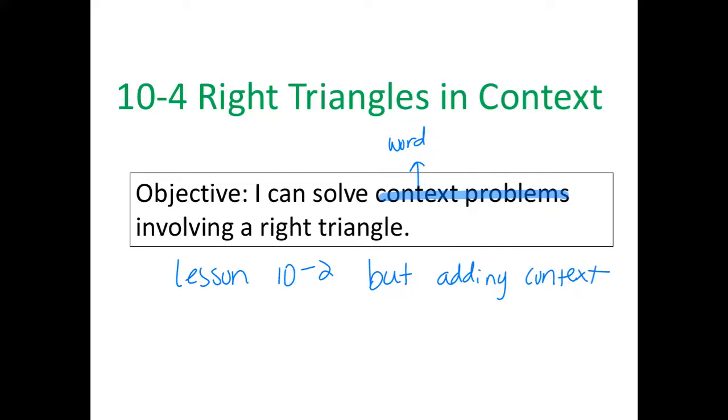So mathematically, you already know how to do these. Now it's just adding a word problem to it and then writing a sentence conclusion, okay? So you guys already know how to do the math portion of it. The only difference really is adding a sentence at the end, okay?